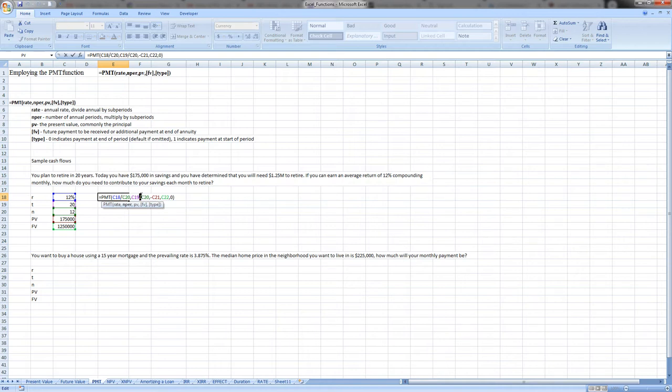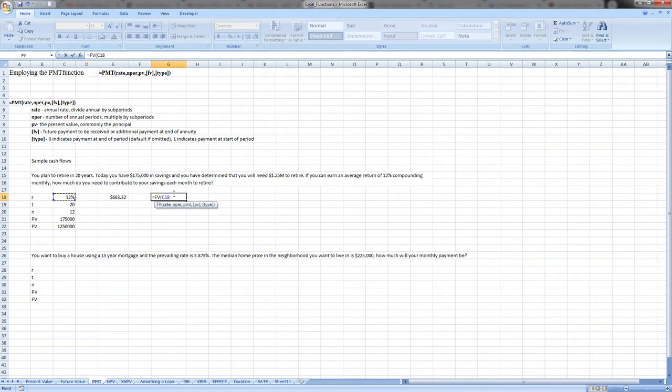And let's really quickly check for any mistake. Okay, there we go. So we see that we'll need to contribute $663.32 every month, given this rate of return and the present savings, to have a total amount of $1.25 million in 20 years. We can check this by using the future value function.